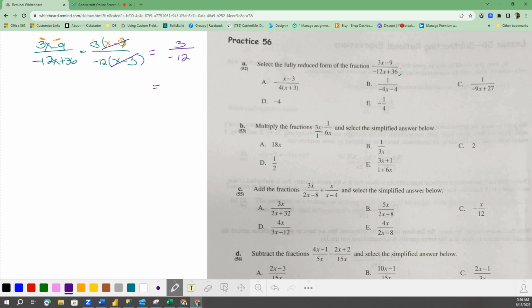What that means is that 3 can be factored out as 3 times 1, and the negative 12 can be factored out as 3 times negative 4. So you can cancel out the 3 here. You will be left with 1 over negative 4. So this in itself is already a correct answer. Normally, though, we put the negative in front. Okay, so that's the final answer for letter A.